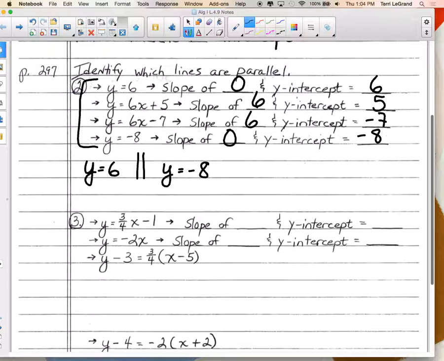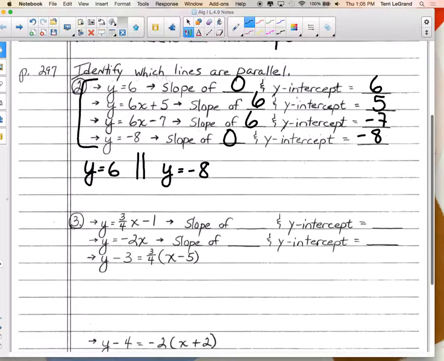Press graph. You have 2 lines that are parallel. Yeah. Therefore, we have another horizontal line. So apparently horizontal lines are parallel. Does that make sense that they would be? Yeah. Okay. Do we have any other parallel lines in this grouping of 4 equations?